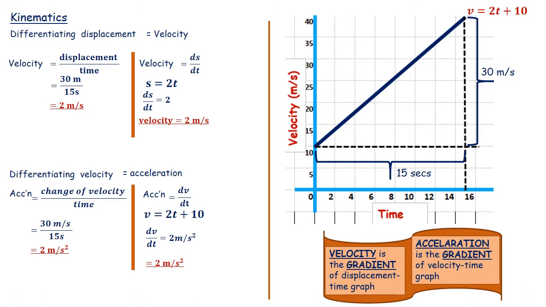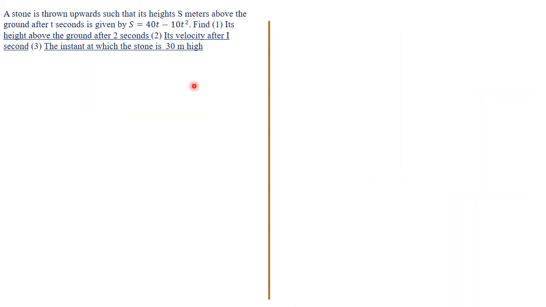Let's turn to actual examples which are possible in your exam. And so we have the following. A stone is thrown upward such that its height s meters above the ground after t seconds is given by s equals the function that's given there. The question is, first, find its height above the ground after 2 seconds, find its velocity after 1 second, and also the instant at which the stone is 30 meters above the ground.